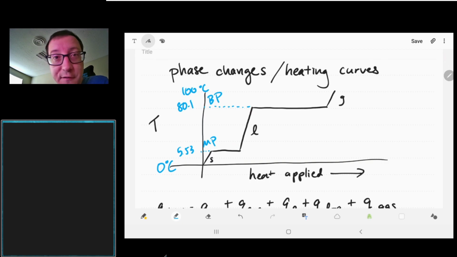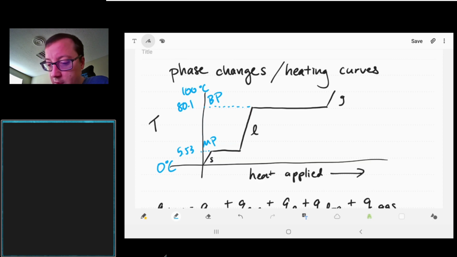If I went from negative 50 to 150, we would just put those numbers instead for the endpoints of our graph. The melting point and boiling point, of course, don't change, so we can just leave those as they are.